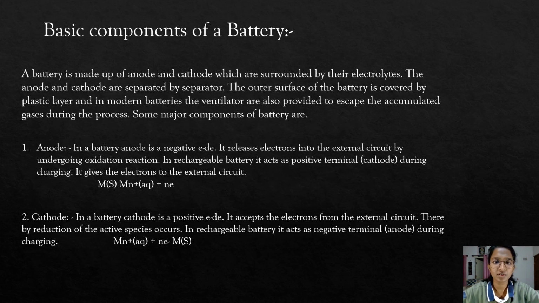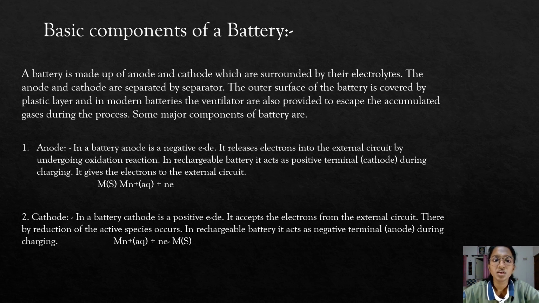Basic components of a battery. A battery is made up of an anode and cathode, which are surrounded by their electrolytes. The anode and cathode are separated by a separator. The outer surface of the battery is covered by plastic layer, and in modern batteries, the ventilators are also provided to escape the accumulated gases during the process. Some more components of battery are anode and cathode.